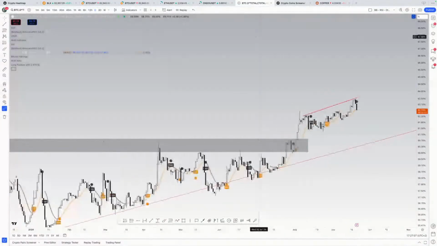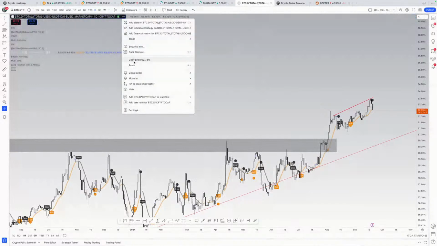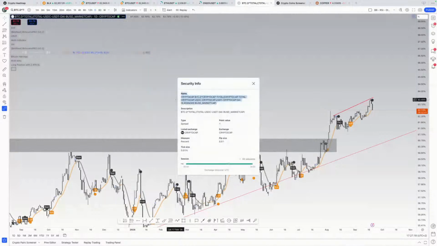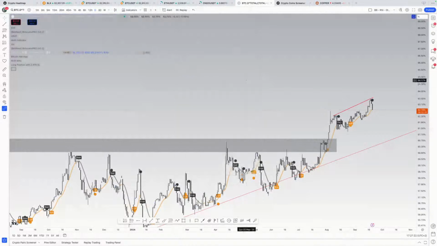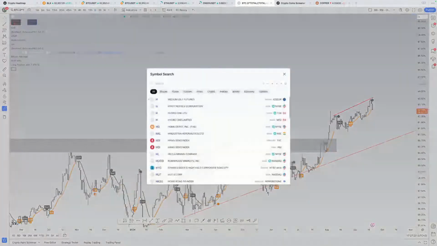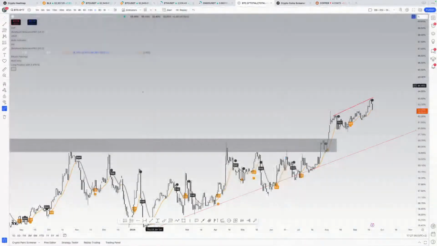Another very interesting chart is this one. This is Bitcoin dominance, but without the stables. If you are interested in how to get this on your chart, it's very easy. Just copy this, go to indicators, go to symbol search, paste the formula, hit enter, and it will appear on your chart. I'm going to share it right now with you guys.